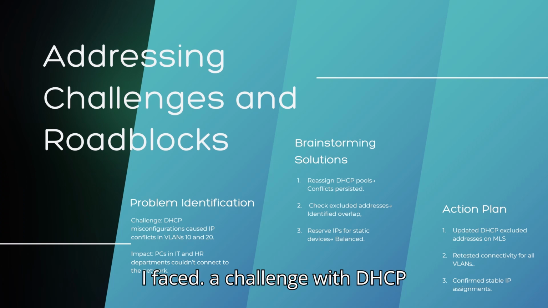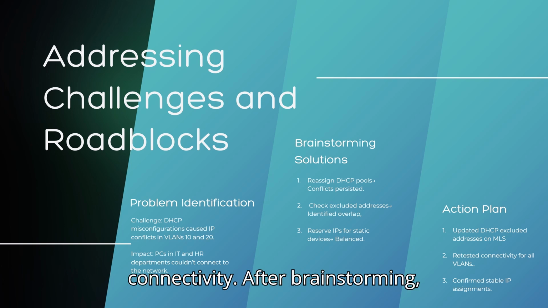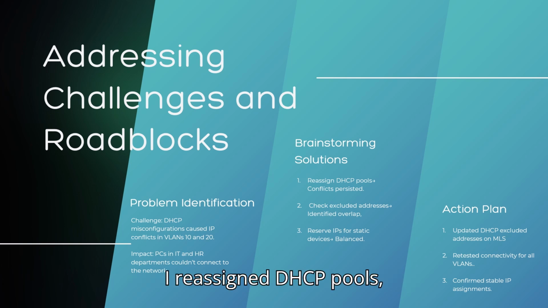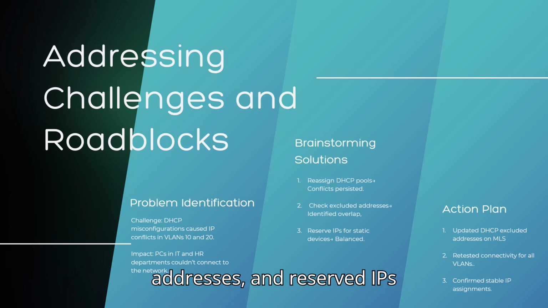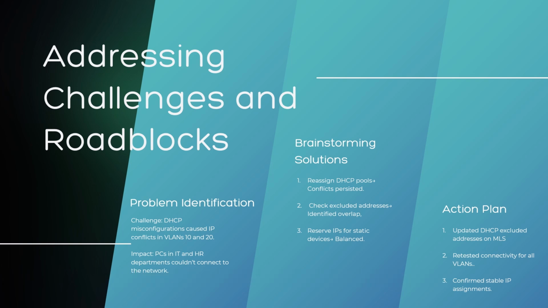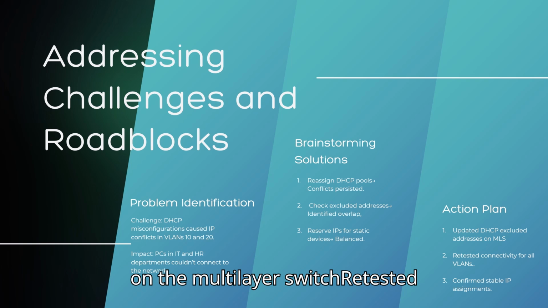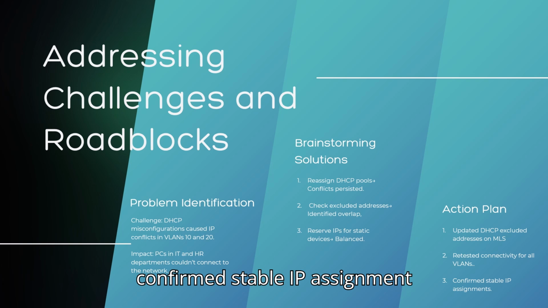I faced a challenge with DHCP misconfigurations, causing IP conflicts in VLANs 10 and 20, impacting IT and HR connectivity. After brainstorming, I reassigned DHCP pools, checked for overlapping excluded addresses, and reserved IPs for static devices. I then updated the DHCP excluded addresses on the multi-layer switch, retested connectivity across all VLANs, and confirmed stable IP assignment, resolving the issue effectively.